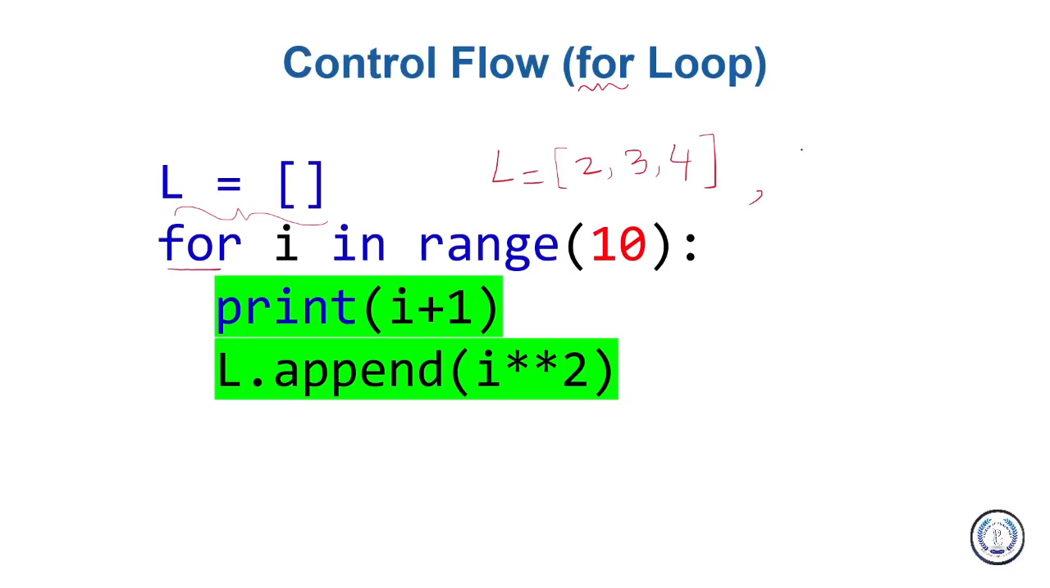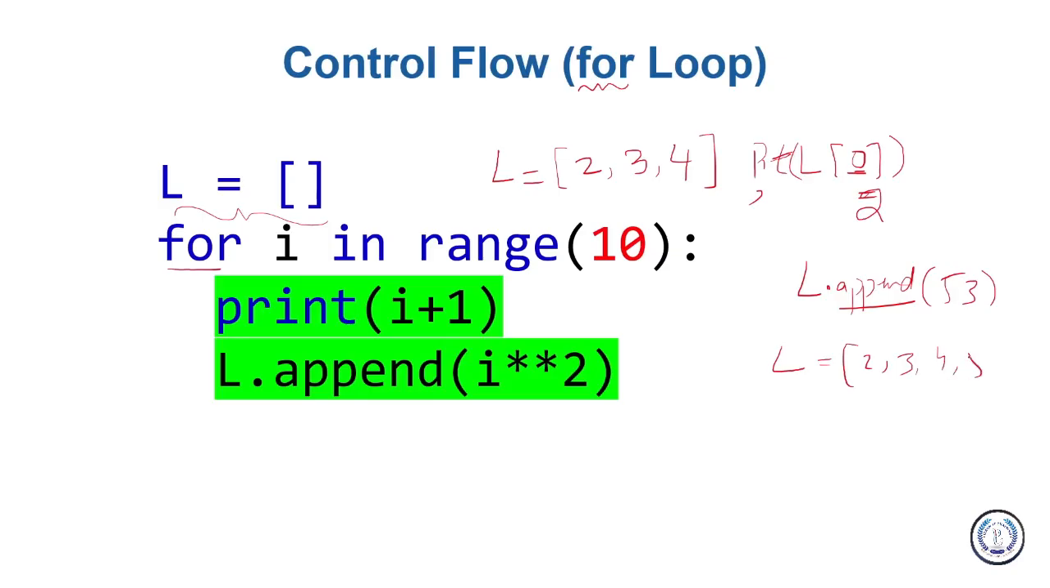We can access different elements. For example, L of 0 means the very first element. This is called the index. The index starts from 0, then index 1. So if we print L of 0, the result that will be printed will be 2. Similarly, we can append more values inside a list. Append, let's say, 53, and after this append operation, the list will have these values: 2, 3, 4, 53.